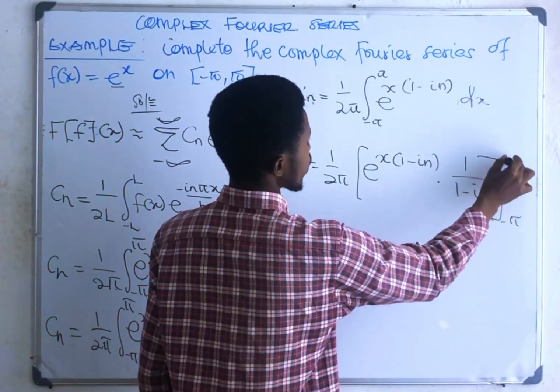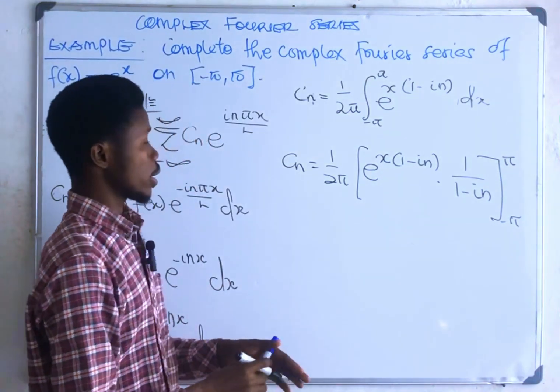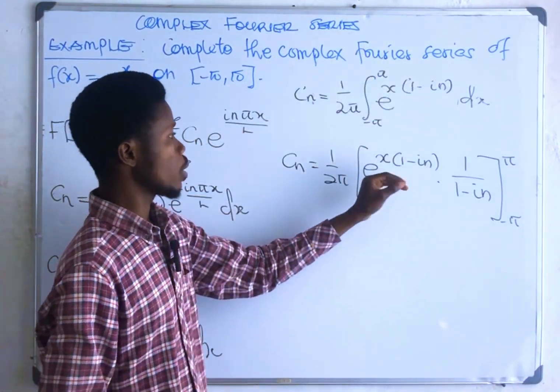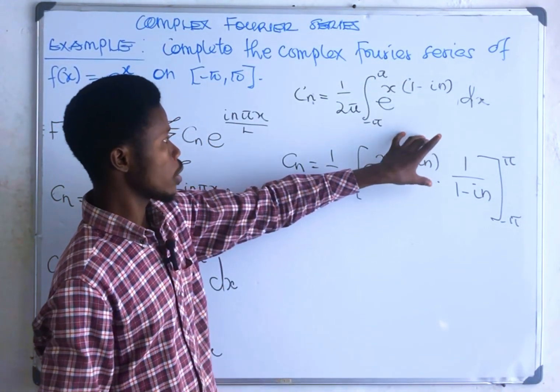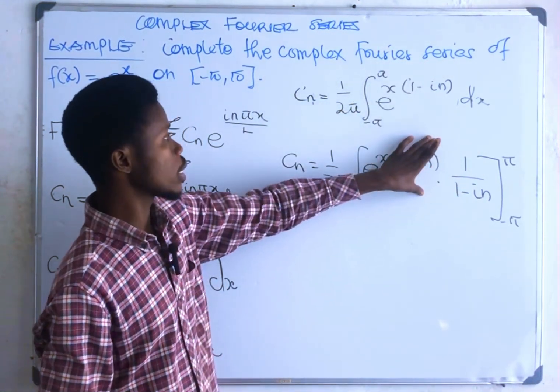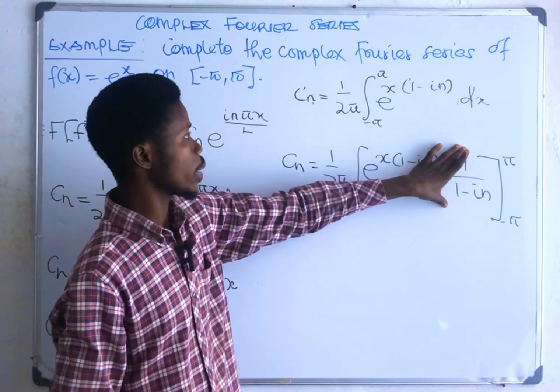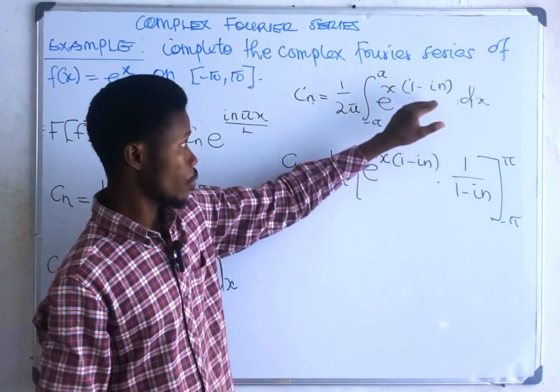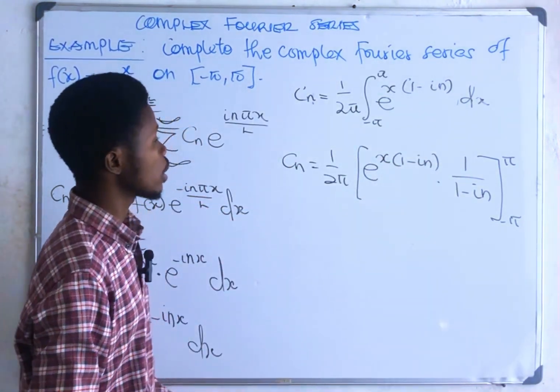negative pi to pi. You see, when it is normal differentiation, you keep the function times the differential, then you multiply by the differential of the power. And when it is integration, you keep the function, then you multiply by 1 over the differential of the power. That's how it is done.